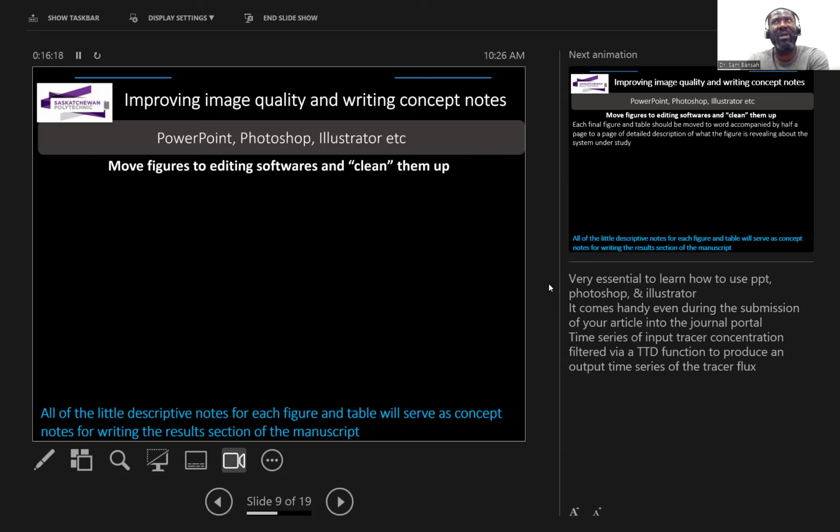You want things to look clean. You want things to look sharp. When people see them, they shouldn't be struggling or figuring out that this is not clear, this is not legible. You want to avoid all of that.